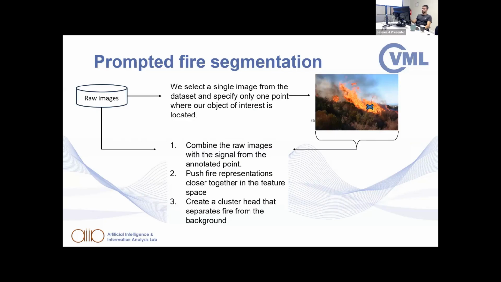This methodology involves three steps. The first is combining the raw images with a single annotated point, so we have only one annotated point in the whole dataset. The second step is pushing fire representations closer together in the feature space, effectively teaching the model what fire looks like based on that single point. And the third step is creating a cluster head that separates fire from the background.